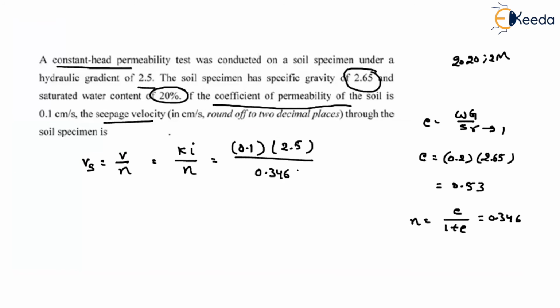So do the calculation, and at the end we will get the answer as 0.722. Here your k value is taken in centimeter per second, so the unit will also be centimeter per second. And in which unit we have to represent? In centimeter per second only. So if you enter this answer, that is more than enough. Right? In the next video, we'll continue some more problems. Thank you.